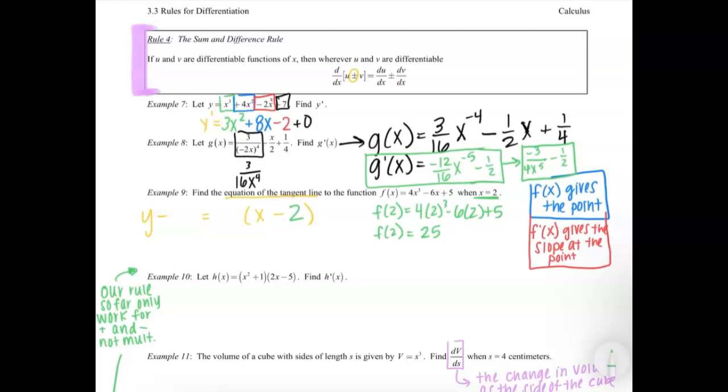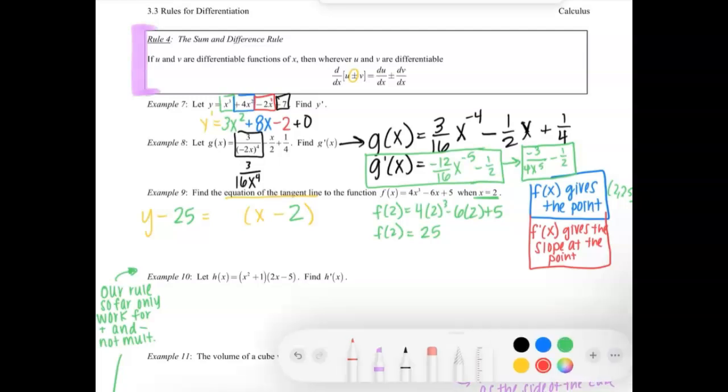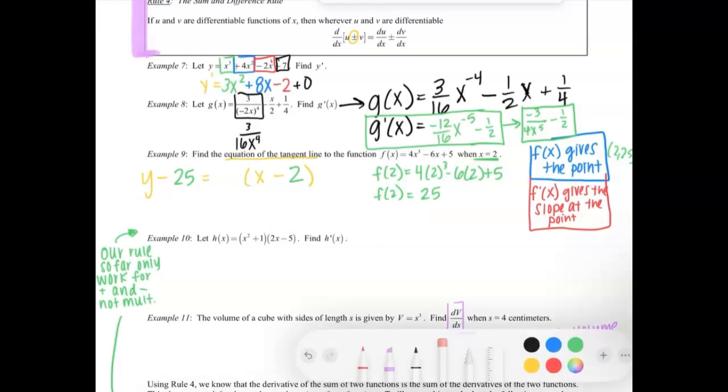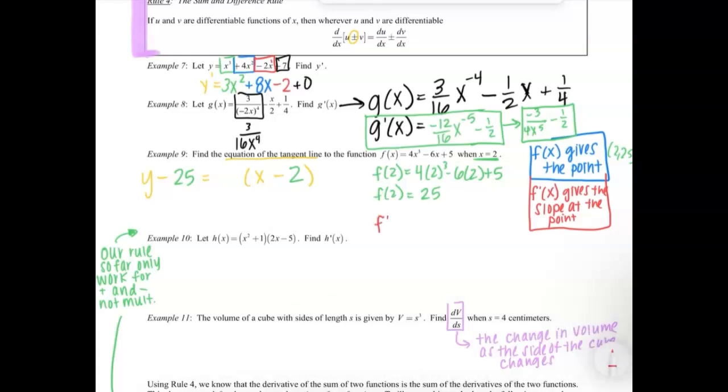Alright, when you solve that out, you do get 25. So the point we're going through is (2, 25). But now when you're asked to find the slope, well, the slope is f's derivative. So we want to find f prime at 2. Well, we should first derive it. And so when I first derive it, I'm actually going to leave it in terms of x, and then we'll plug in 2. So f prime of x means 12x squared minus 6 when we do the derivative. And now we can find the derivative at 2.